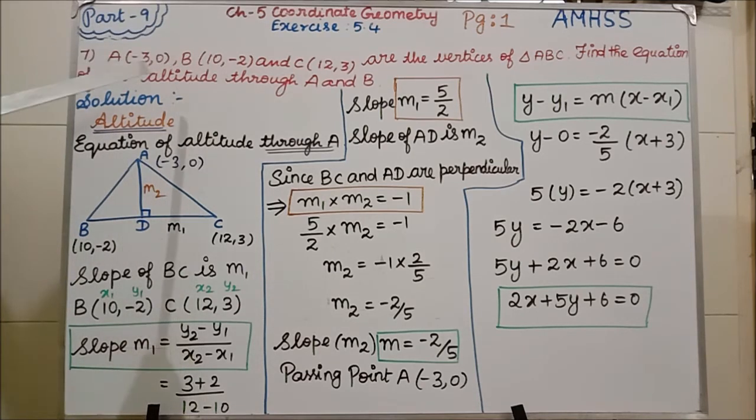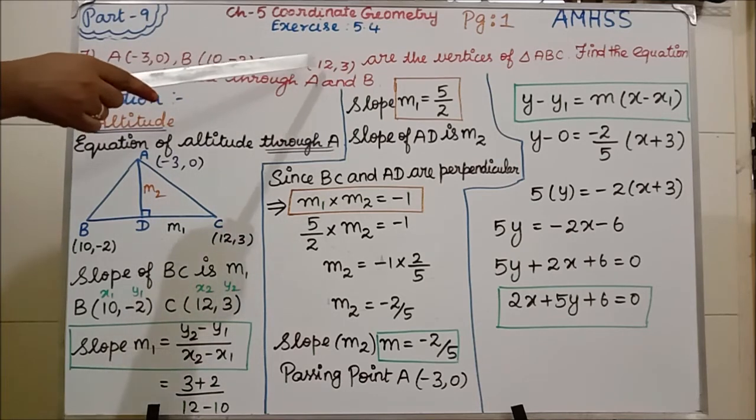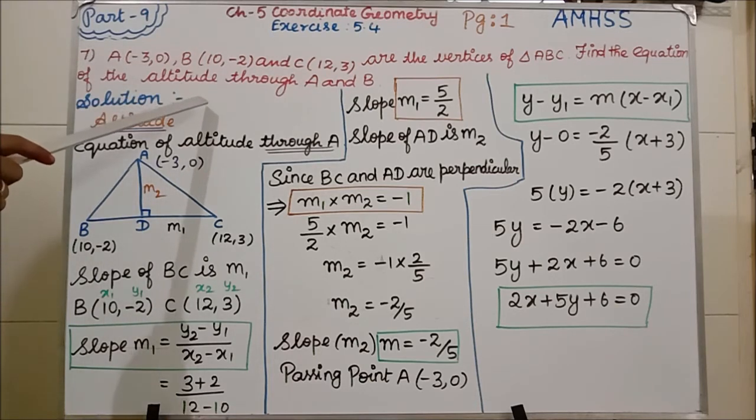A(minus 3, 0), B(10, minus 2) and C(12, 3) are the vertices of triangle ABC. Okay, what we are saying, vertices of a triangle. So in triangle ABC, the A vertex is this, B vertex is this and C vertex is this. Find the equation of the altitude through A and B. Okay, we have to find the equation of the altitude through A and B.